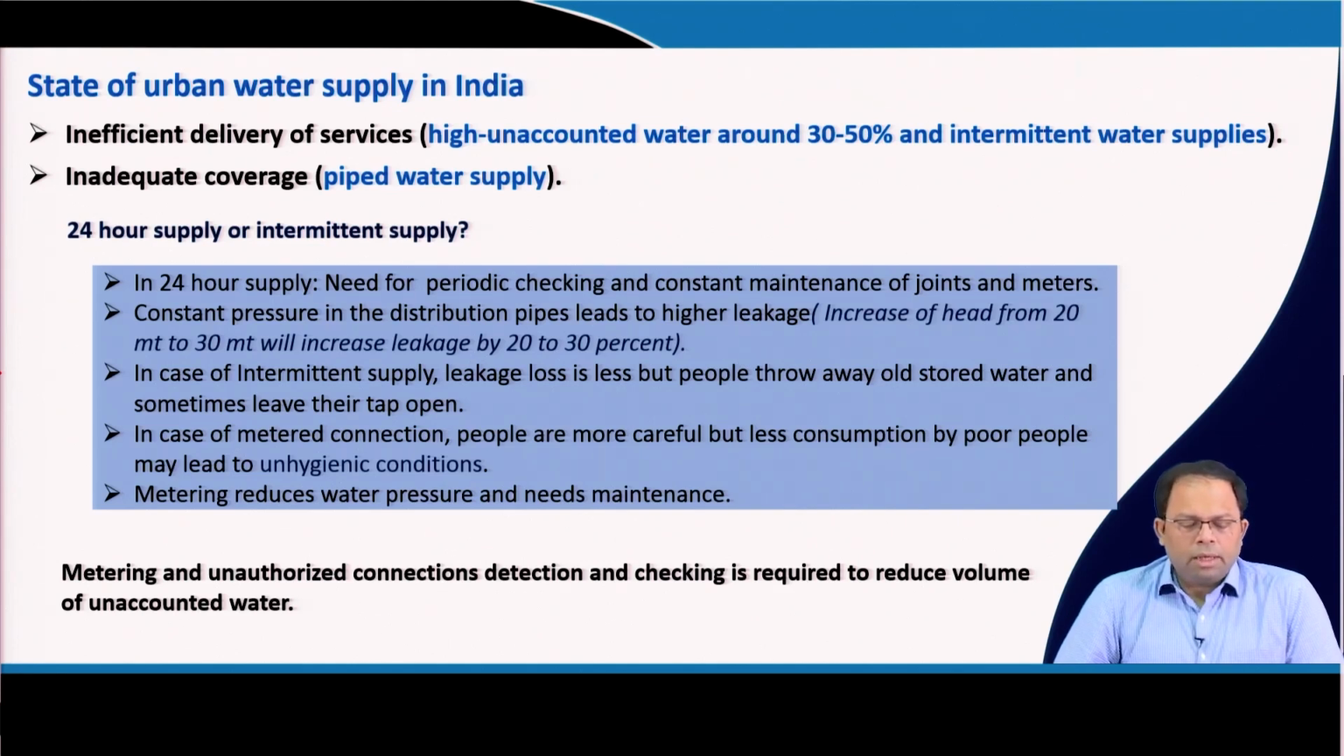And for unaccounted water also, because we are talking about metering, unauthorized connection detection and checking is required to reduce the volume of unaccounted water, and that is also one of the biggest challenges in Indian urban areas.